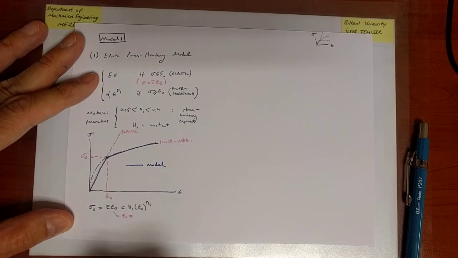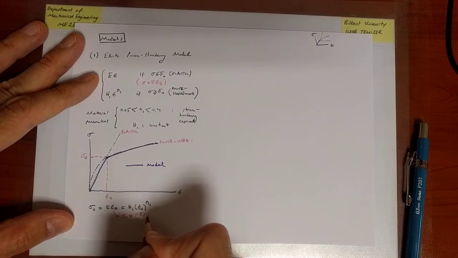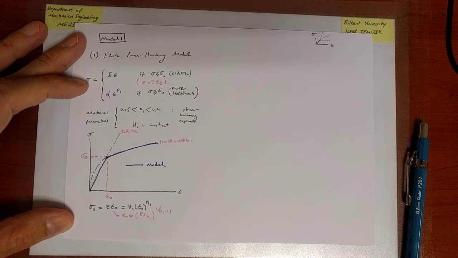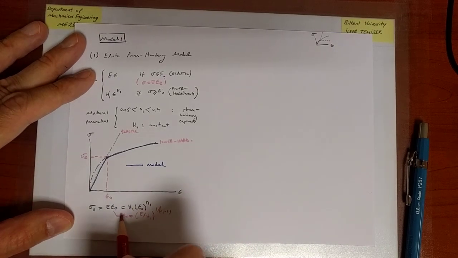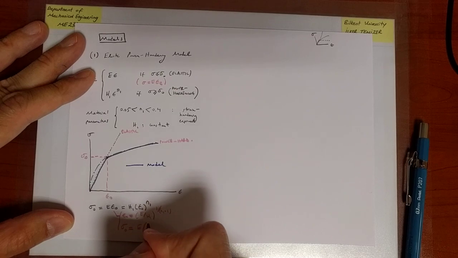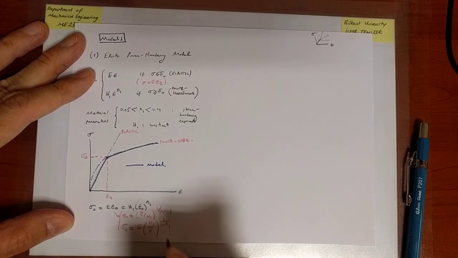And epsilon 0, it turns out, go ahead and do that yourself, and you will find that epsilon 0 is (E over H1) to the power 1 over (N1 minus 1). Okay. And you can then take that epsilon 0 value, plug it either in there or in there. You will get exactly the same value of sigma 0, and sigma 0 will come out to be E times (H1 over E) to the power 1 over (1 minus N1).